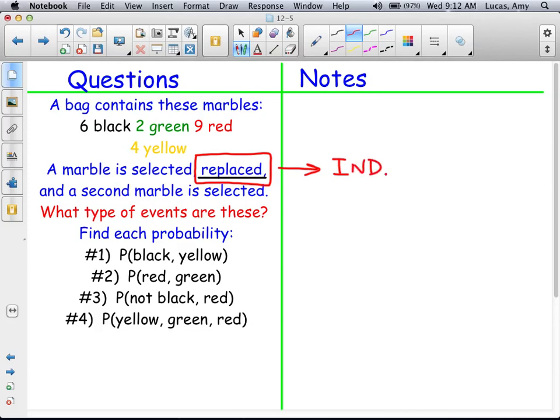Independent events. Now, to find each of the probabilities, we're going to multiply them together. So number 1, the probability of getting black, well, let's see, how many marbles we have total? 6 plus 2 plus 9 plus 4. So we've got 21 total marbles. The probability that the first one is going to be black is 6 out of 21.